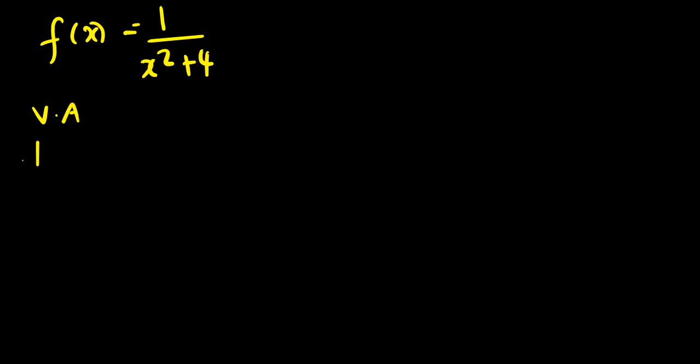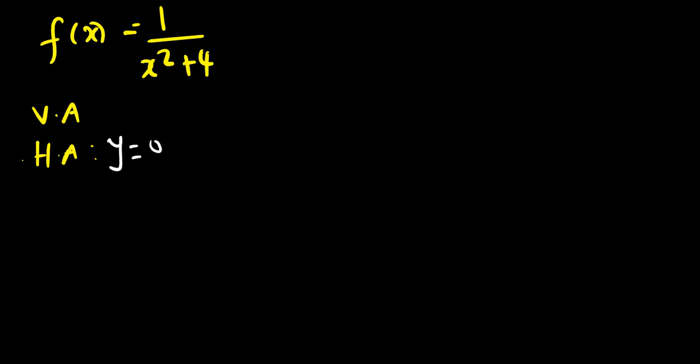Well, if you are asked to sketch f(x) = 1 over x squared plus 4, you have to find your vertical asymptote and your horizontal asymptote. For the horizontal asymptote, you look at the powers of x. On the denominator you have a 2, and on the numerator you just have a 0, so the power of x on the denominator is greater. Therefore your horizontal asymptote is just at y = 0.